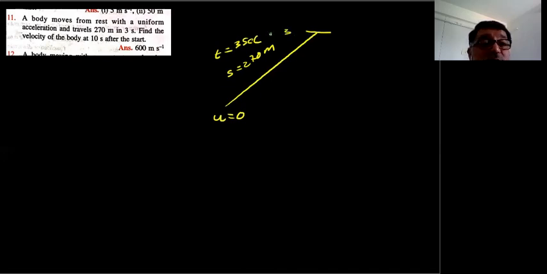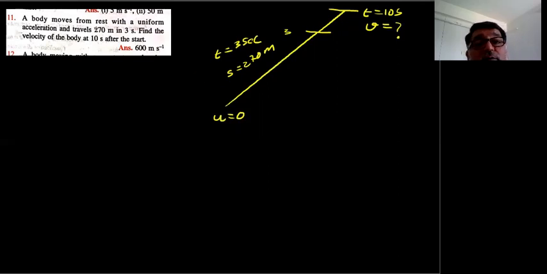Now the body will still keep on traveling straight. So we have to find what will be the velocity of the body when the time becomes 10 seconds. So let's say this is our time t equals 10 seconds. We need to find what is the velocity after 10 seconds.